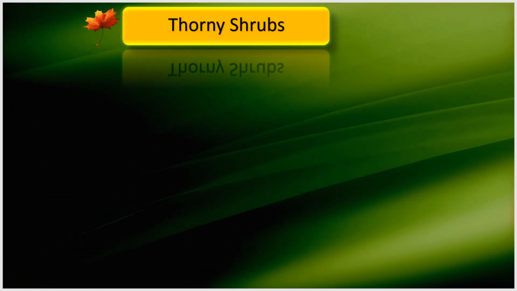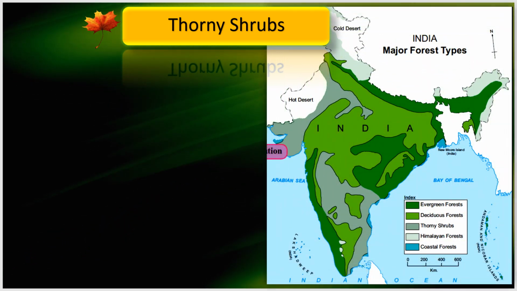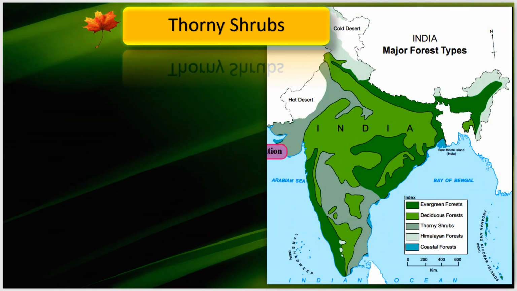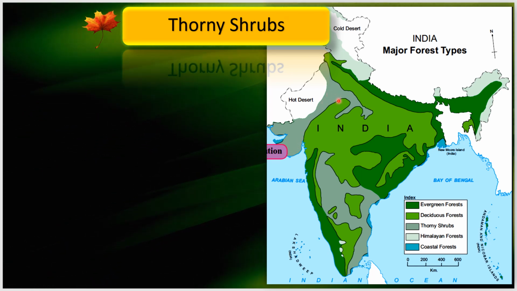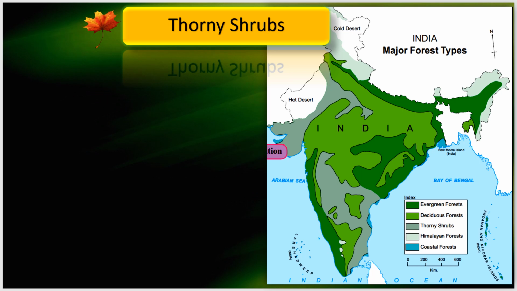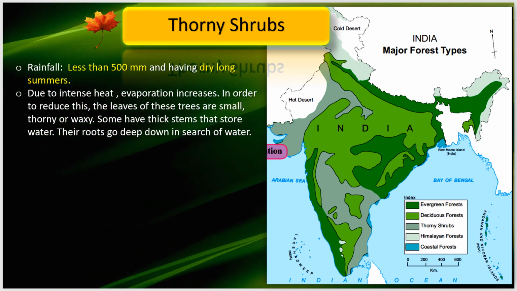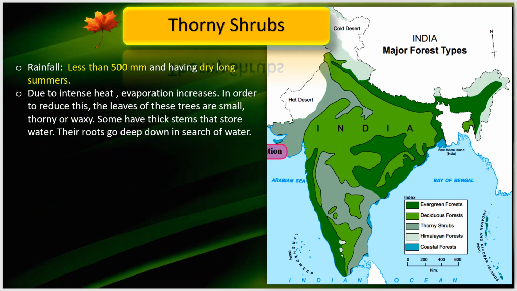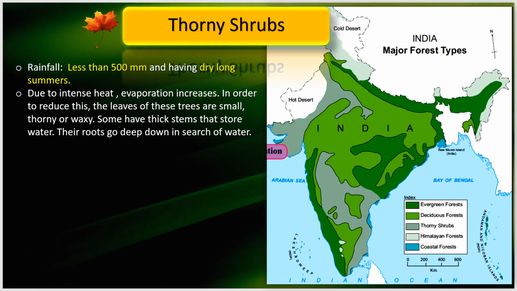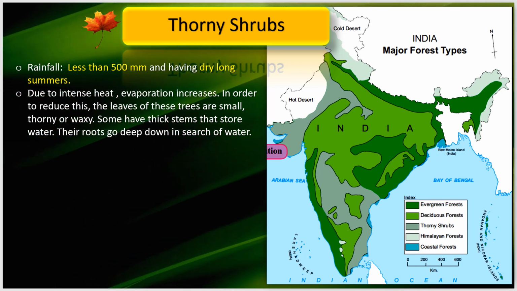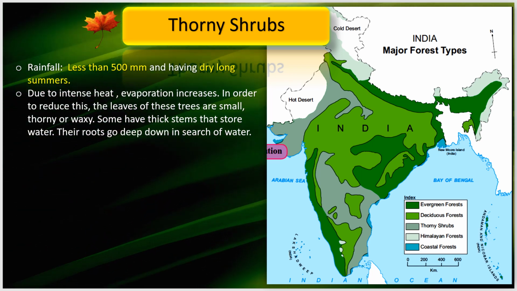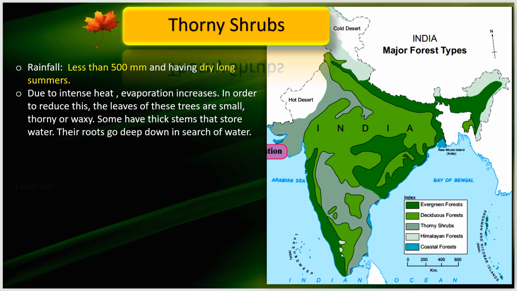The third type of forest found due to variations in rainfall are the thorny shrubs. Now, the area which is covered in grey are the thorny shrub forests. Now, these forests are found in regions receiving less than 500 millimeter of rainfall and having dry long summers. Due to intense heat, evaporation increases.